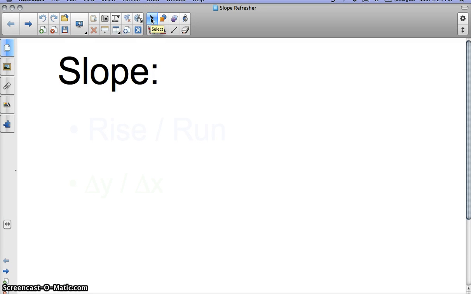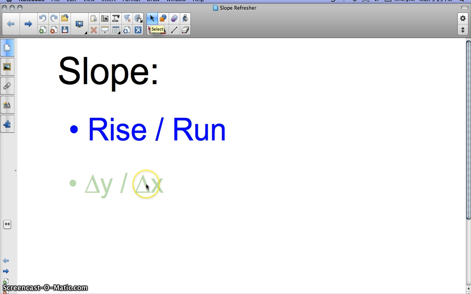Alright, today we're going to talk about some slope. There's two ways in which we could talk of slope. We can talk about it as rise over run, and we can also talk about it as the change of y over the change of x. And some people might have seen this in a different form.